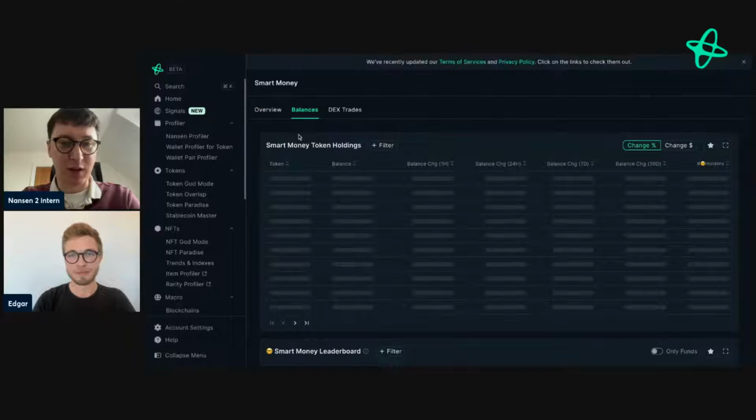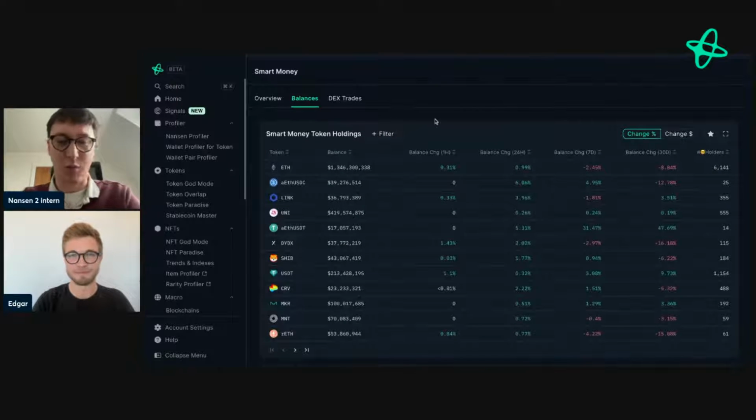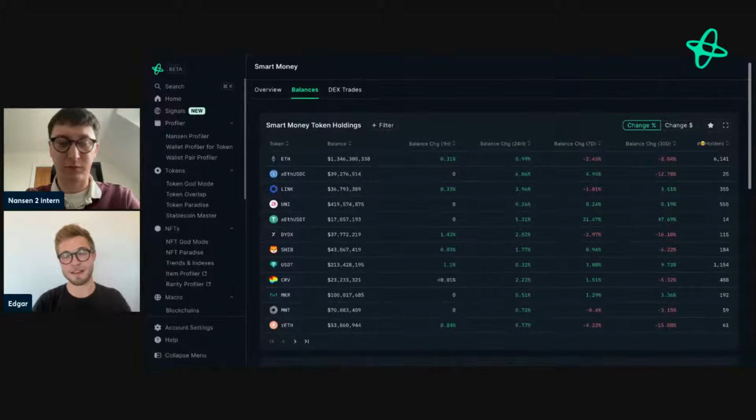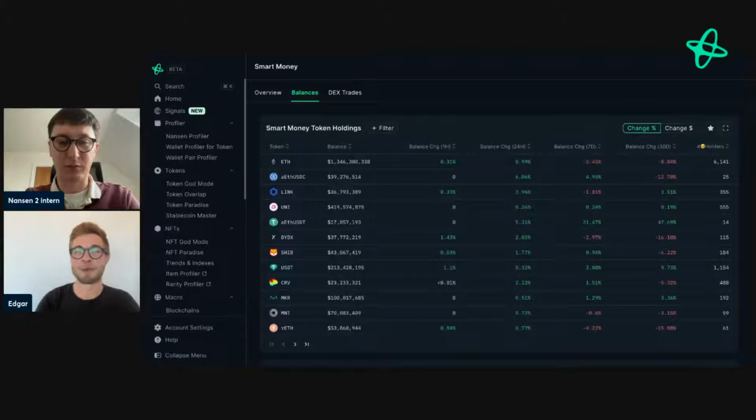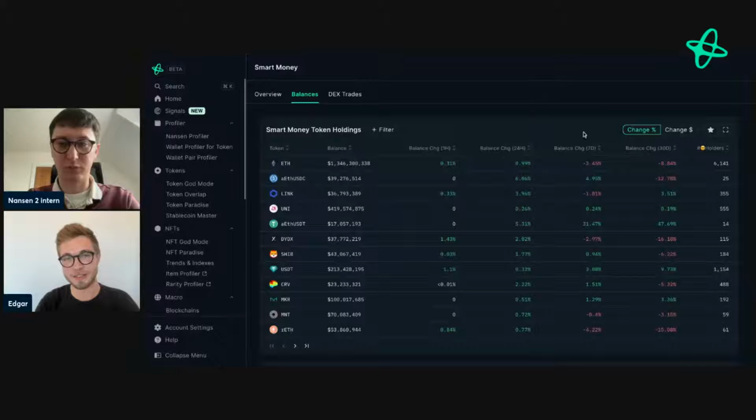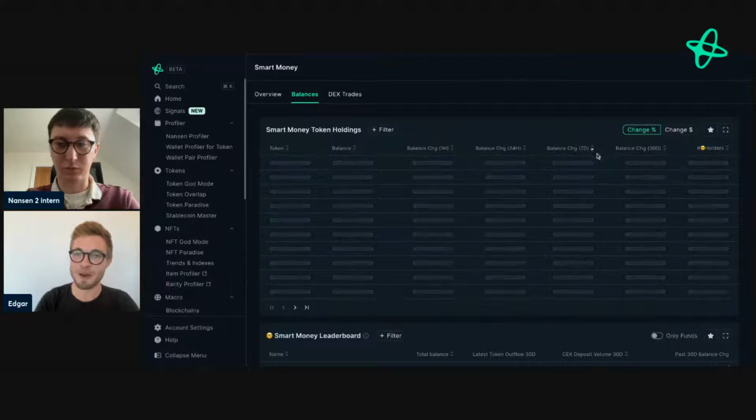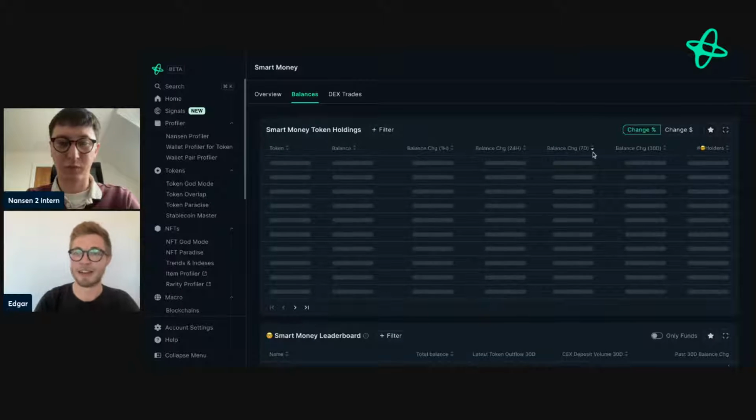So this new balance tab, this is new. Can you tell us a bit about how that works and why you built it? For sure. The balance tab does exist in Nansen 1 also, but we have given it a significant revamp to make it more usable and surface the signal better. What I find most interesting here is exactly the smart money token holdings and how they have changed, how various tokens have changed in the past 1 hour, 24 hours, 7 days, and 30 days.